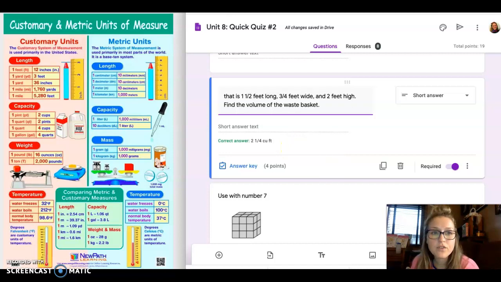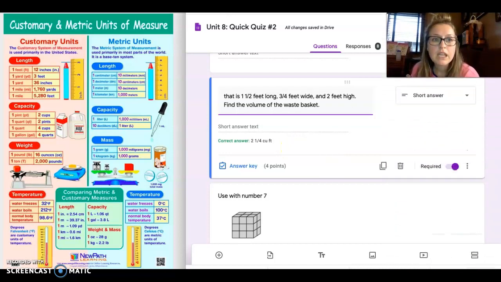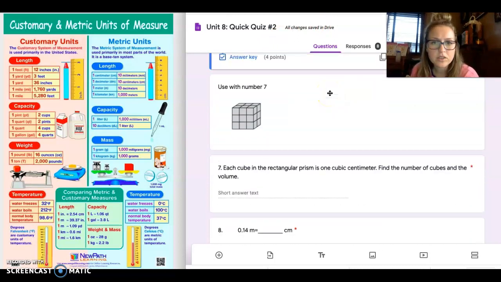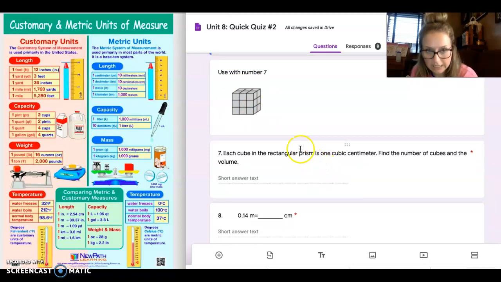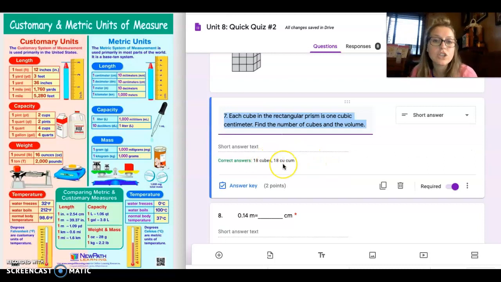Some of you forgot to simplify the problem, and always make sure we're simplifying our answers. So then this is used with number 7. Each cube in the rectangular prism is 1 cubic centimeter. Find the number of cubes and the volume. So you're doing the same thing, volume. Volume is length times width times height. So 3 times 3 times 3. So 3 times 3 is 9 times 3 is 18. So 18 cubes or 18 cubic centimeters.